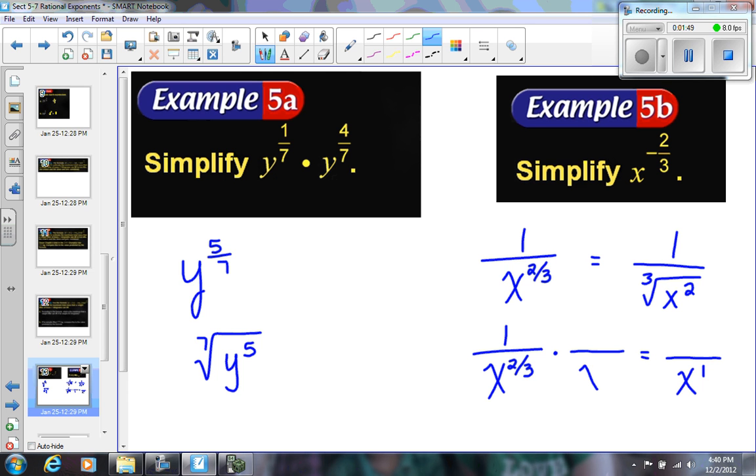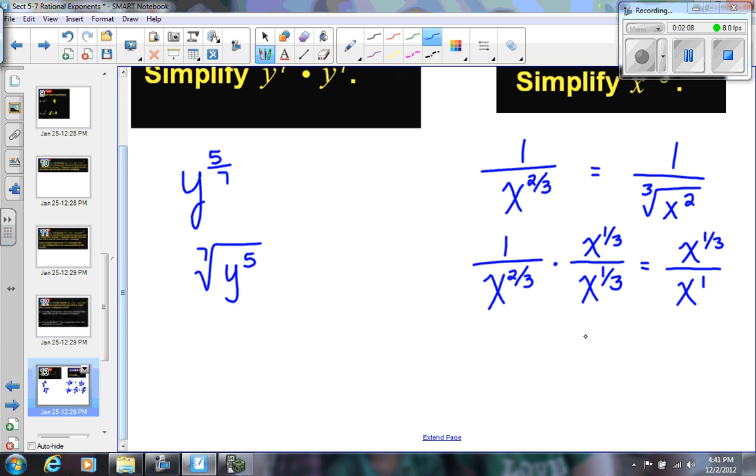So I'm going to multiply by x to the 1/3 power, because then 2/3 plus 1/3 is 3/3, or 1 whole. Whatever I do to the denominator, I do to the numerator, so I get x to the 1/3 over x. And you could just write it that way, x to the 1/3 over x. And that's actually your simplified answer.